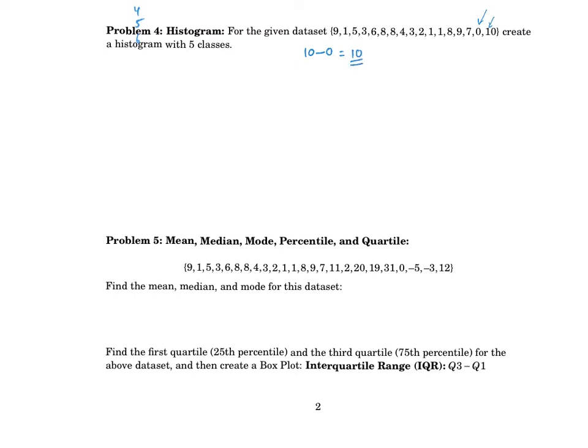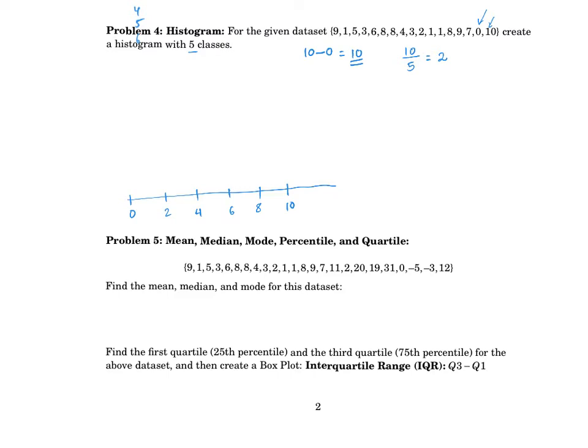Then you take this number, that's the range of the data points, correct? And divide it by the number of classes. So 10 divided by 5 is equal to 2. So your width for each of these classes is going to be 2. So you start off at the smallest number, which was 0, right? So 0, 2, 4, 6, 8, and 10, okay? Now, how many numbers are between 0 and 2?